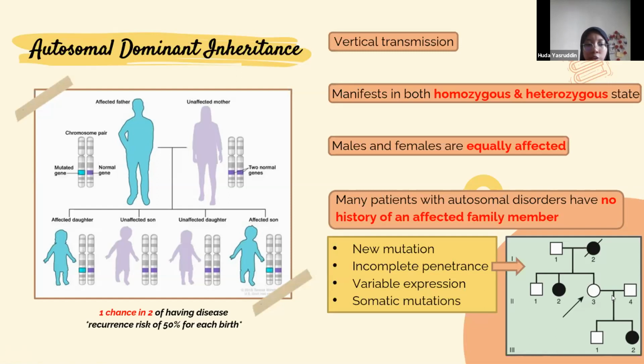And then variable expression is when individuals with the same autosomal dominant disorder manifest the disorder in varying degrees. Some might be mild, some may be severe. And then for somatic mutations, somatic is basically the spontaneous mutation. The difference between somatic and new mutation is that in the somatic mutation, the mutation occurs in the cells that form the embryo, which means that it doesn't occur in the sperm or an egg, but in the cells that will form the embryo. So that we call the somatic mutation.